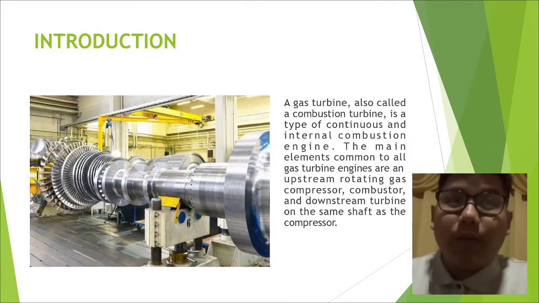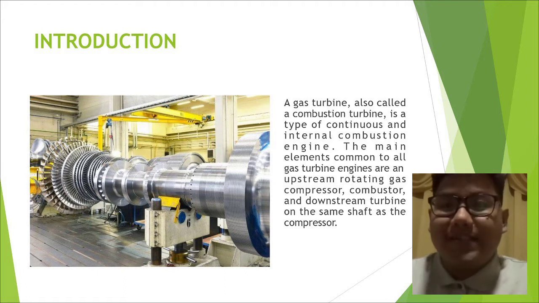Before we go through, I will start with an introduction. A gas turbine, also called a combustion turbine, is a type of continuous internal combustion engine. The main elements common to all gas turbine engines are an upstream rotating gas compressor, a combustor, and a downstream turbine on the same shaft as the compressor.